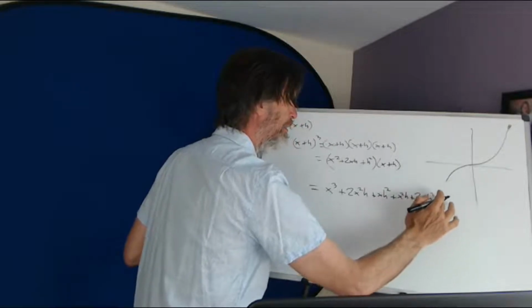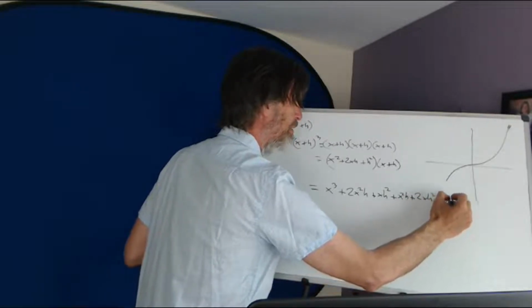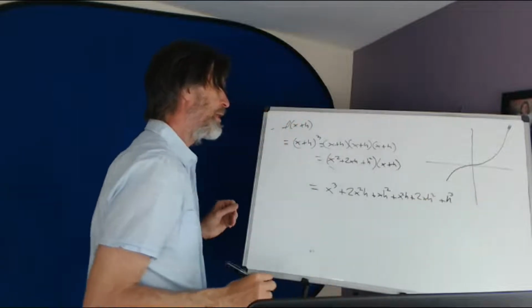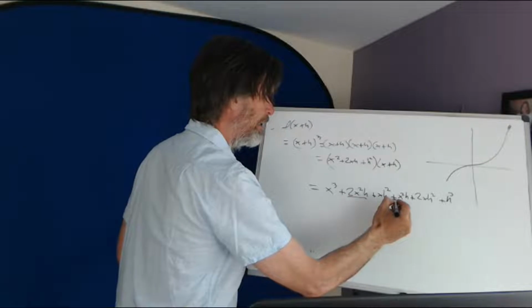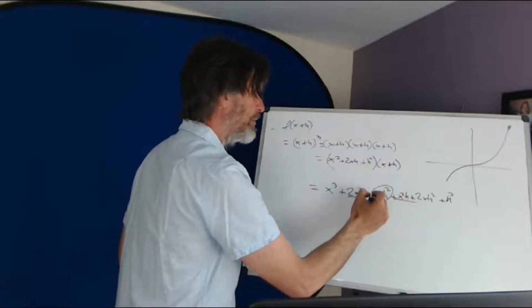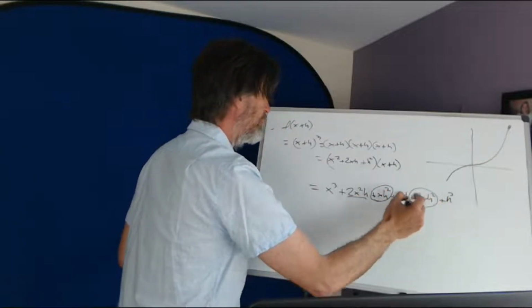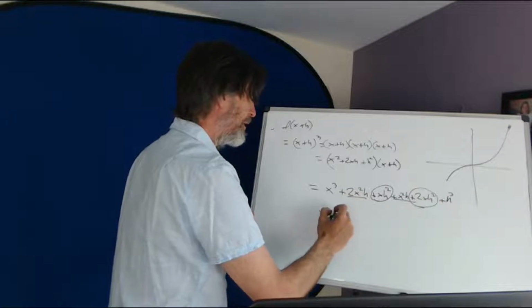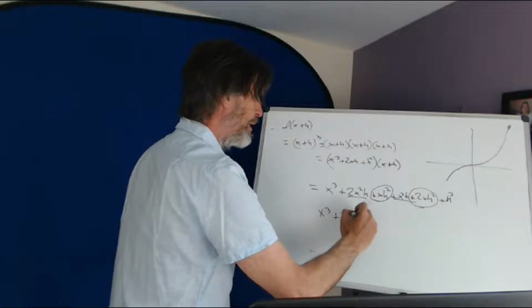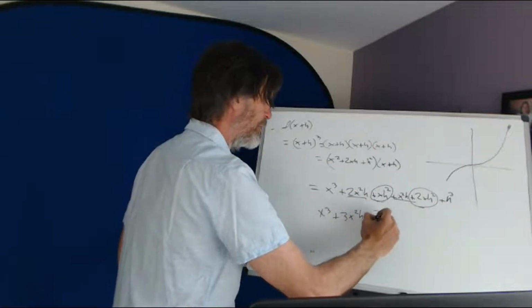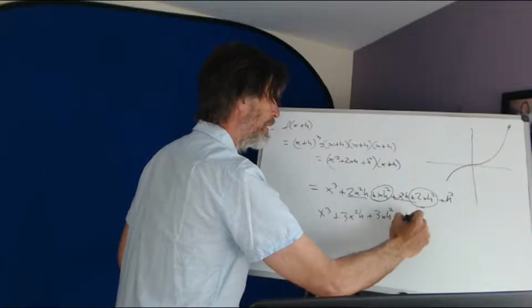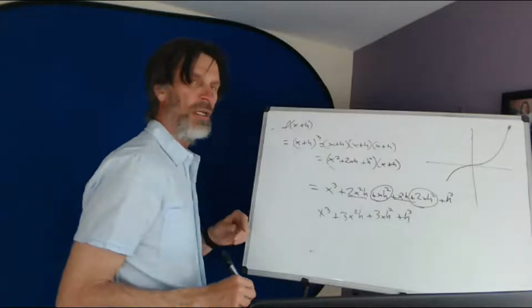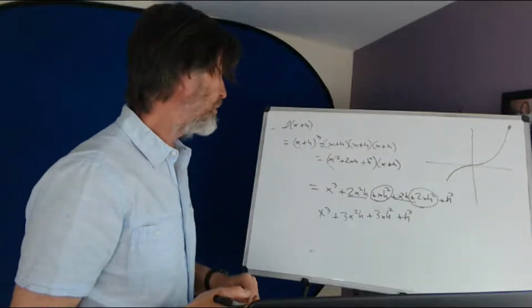And get rid of that arrow a little bit, and then finally plus h cubed. And I'd like to simplify this if I can, and I can. Those two are like terms. Those two are like terms. x cubed, 3x squared h, 3xh squared, and h cubed. So I've just done the first of the three steps.